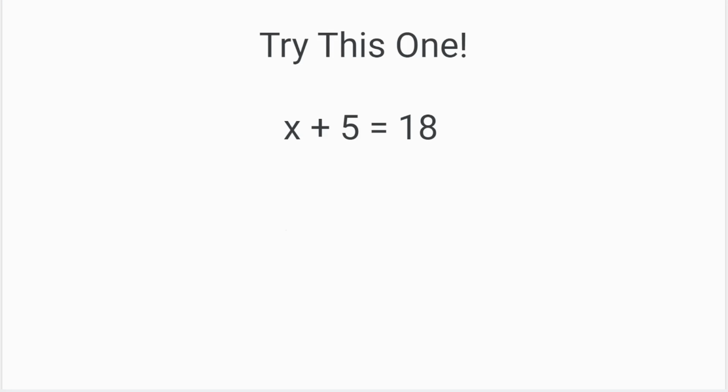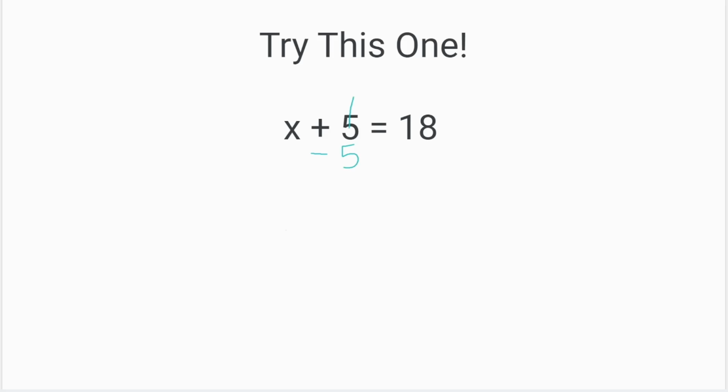So try this one. Here we have x plus 5 is equal to 18. So go ahead and pause if you need to try to work this out, but I'm going to go ahead and jump in and solve this one. Again, we have x plus 5 is equal to 18. Another addition step here. So we need to do the opposite, which is subtraction. And we're subtracting 5 now.